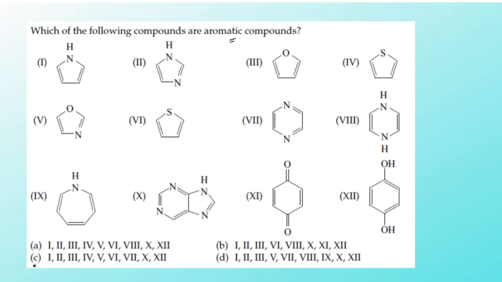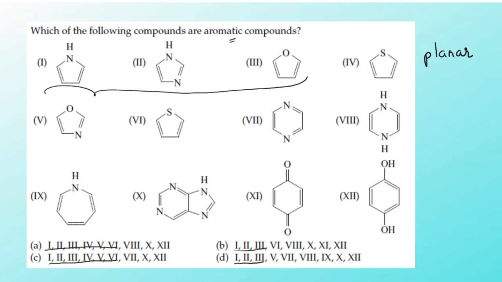You see in option A and C, from 1 to 6, it is common. What about in B and D? 1 to 3, it is common. That means what? The first three compounds are aromatic in nature by default. How are they aromatic? Because they are cyclic and planar, there is a continuous conjugation, and they are obeying Huckel's 4n plus 2 pi electron rule.